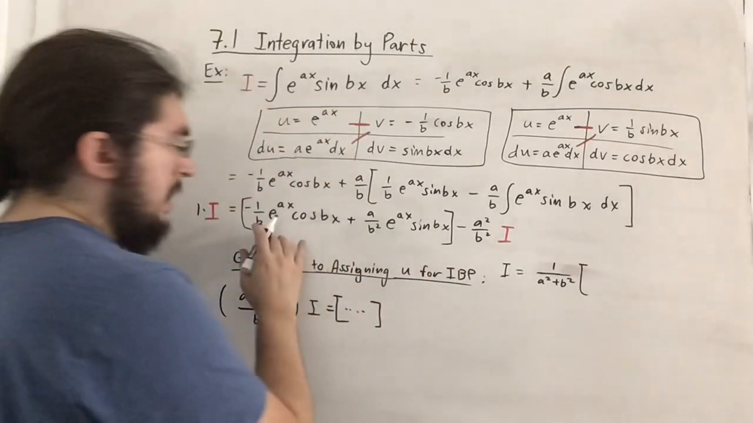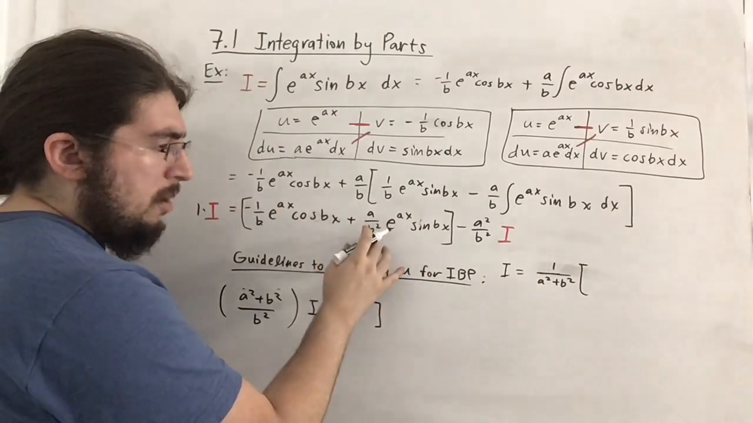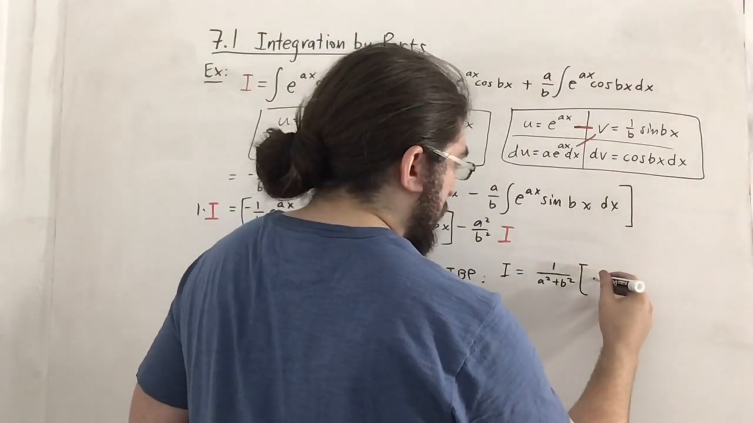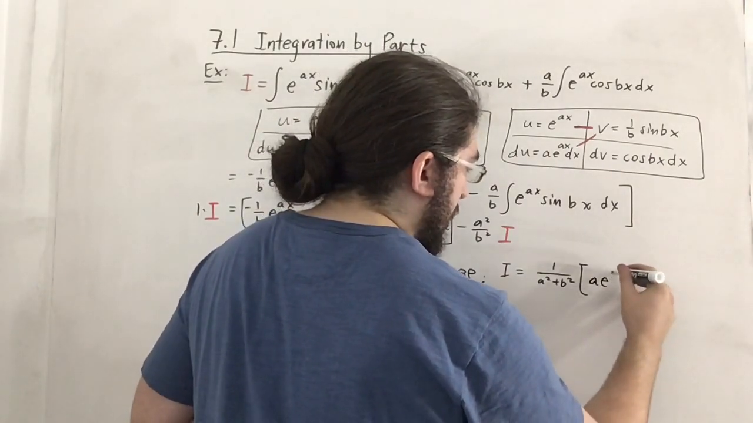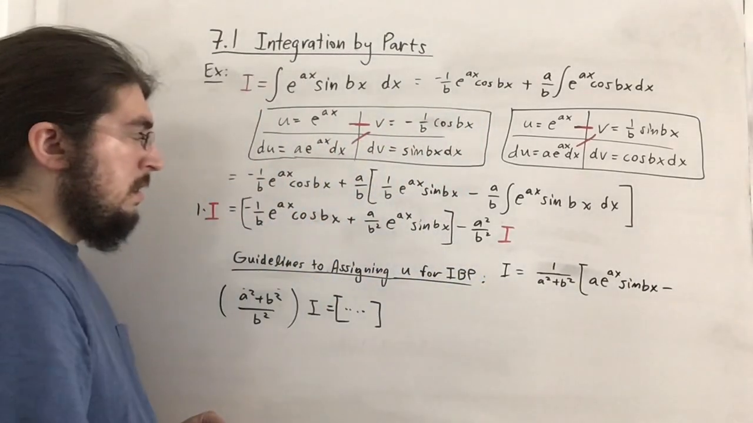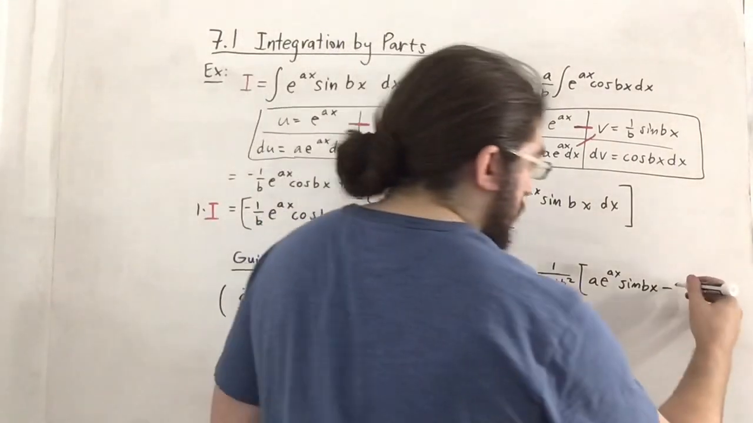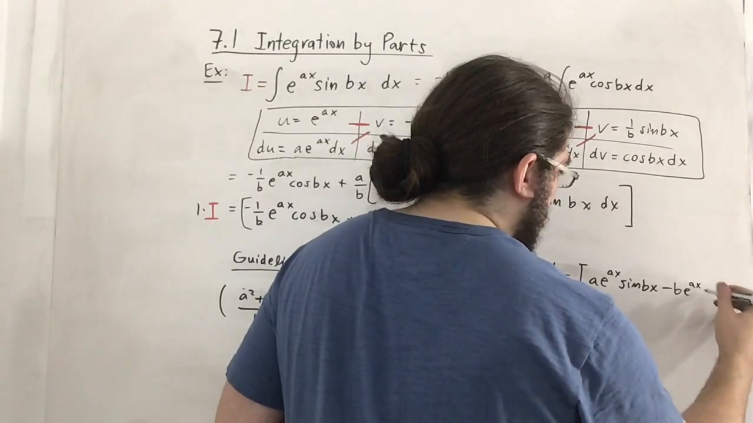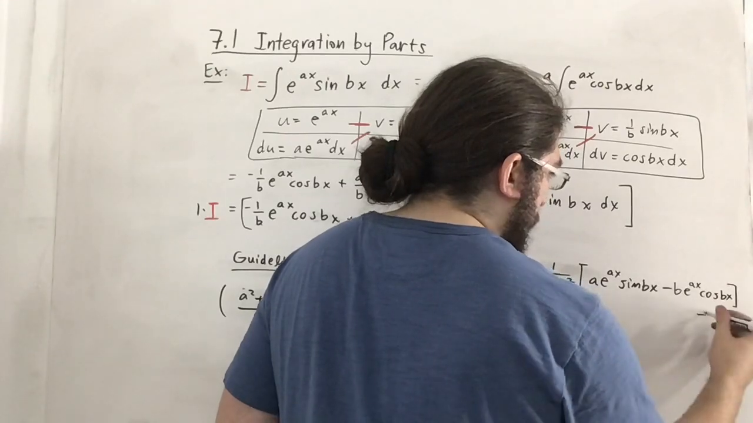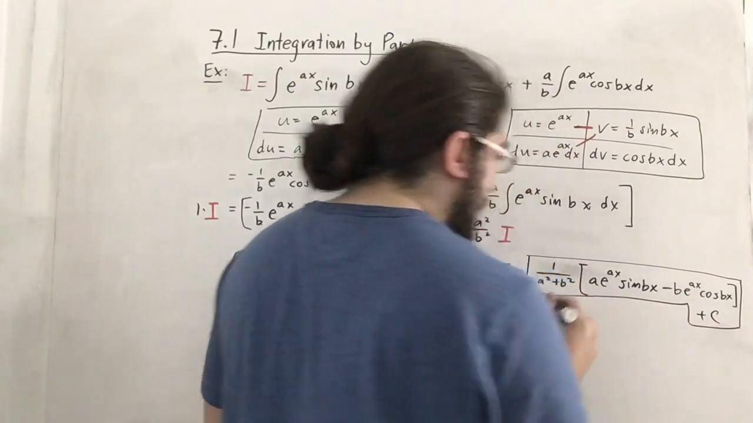So it's going to be negative. Maybe I should write that one first or second because it's negative. So I'll write this one first after distributing b squared. I hope it's not getting too complicated. So we have a e to the ax sine of bx minus, so distributing b squared into this one, b squared over b is just b, so it's minus b e to the ax times cosine of bx, close brackets, and then we can write plus c, and that is the answer to this indefinite integral.